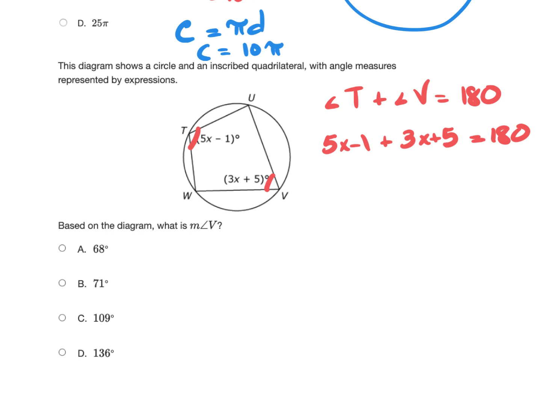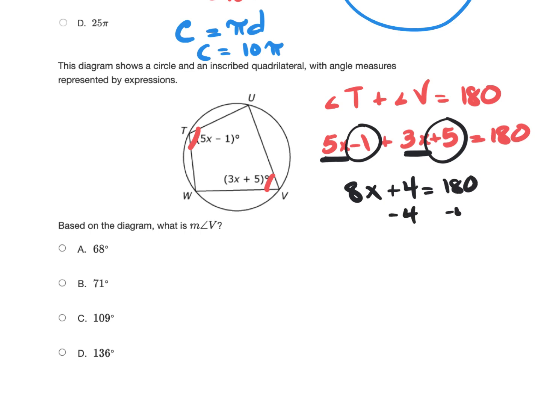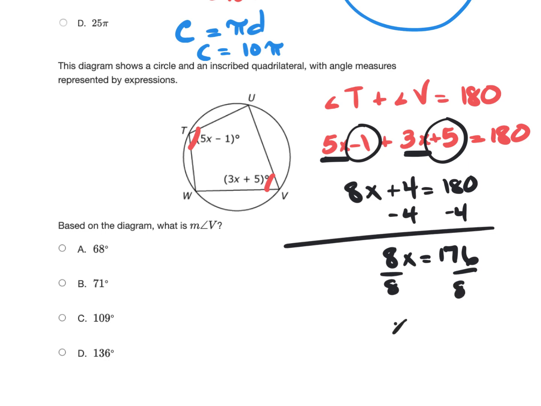Combine like terms and solve for x. So if I add my x's, you should have gotten 8x. Negative 1 plus 5 gives me a positive 4. Subtract 4 from both sides. I get 8x is equal to 176. Divide both sides by 8, and we get x equals 22.